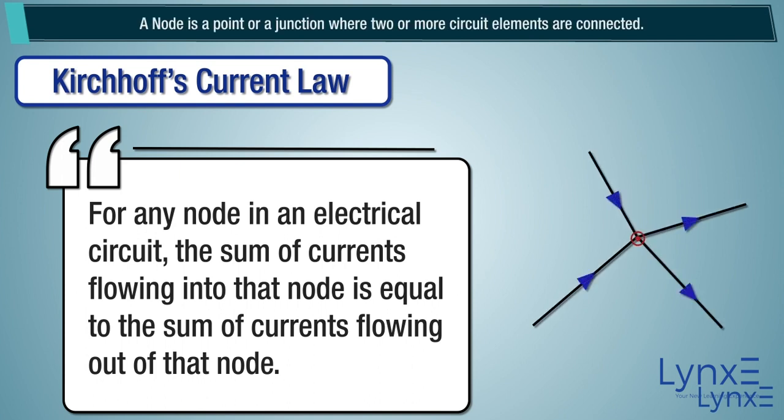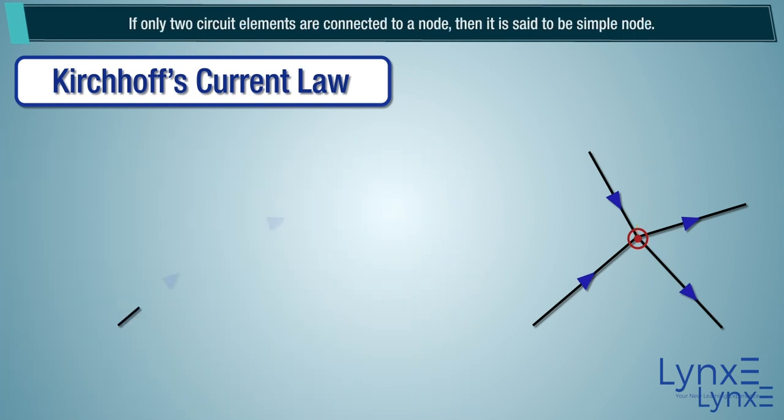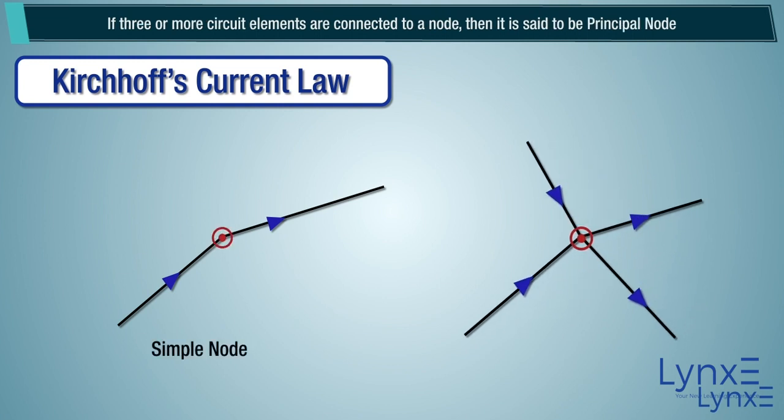A node is a point, or a junction, where two or more circuit elements are connected. If only two circuit elements are connected to a node, then it is said to be a simple node. If three or more circuit elements are connected to a node, then it is said to be a principal node.